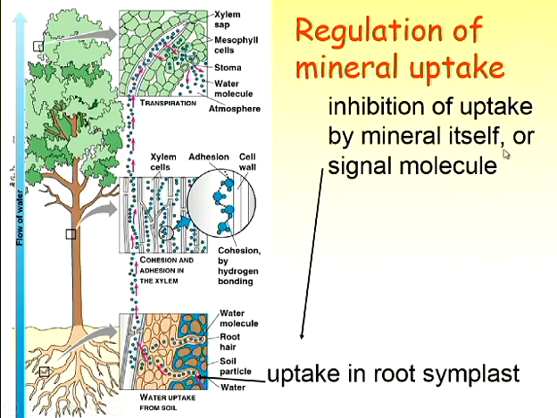kind of feedback inhibition. You can also have a downstream processing molecule, like if you have sulfur that is assimilated into amino acids, then one of those downstream molecules can act as a signal to downregulate further uptake of sulfate when it starts to accumulate. So a downstream molecule may act as a signal. Yeah, question?